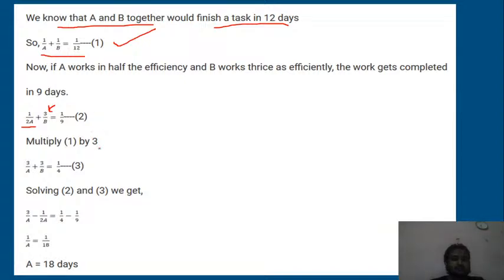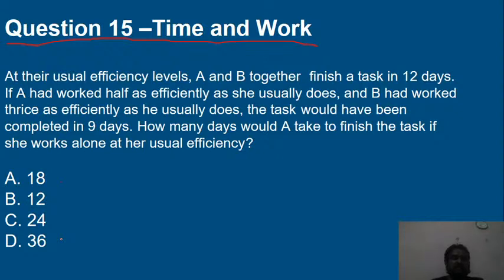So I multiply the first equation by 3, I get 3a plus 3b into 3 by into 1 by 4. I solve 2 and 3, I get 1 by a is 18 days. So this was again, guys, the answer is a is equal to 18, another 30 seconds question.